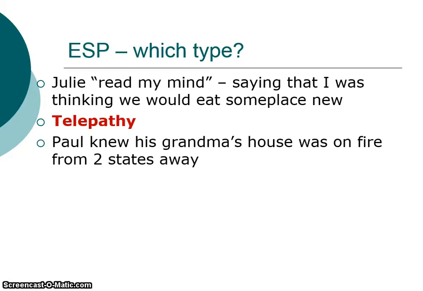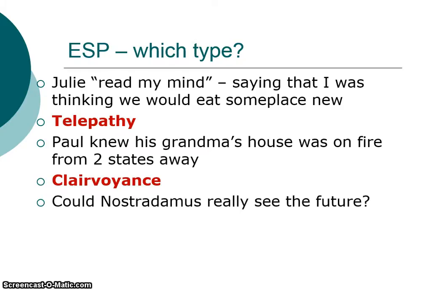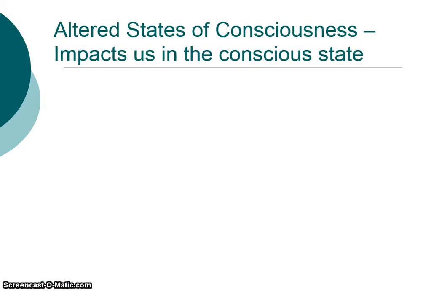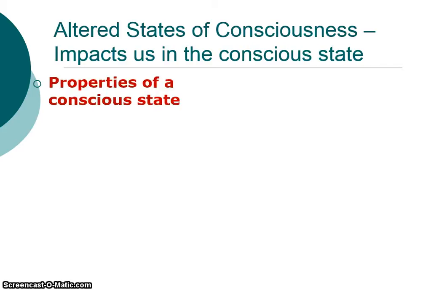Knowing something's happened even when you're not there is clairvoyance. Nostradamus seeing in the future would be precognition. And students wishing they could levitate papers would be telekinesis or psychokinesis, same thing. Altered states of consciousness. What are they, why are they altered, and how do they impact us? So make sure you know those properties of a conscious state. Make sure you can name them, explain them, apply them.